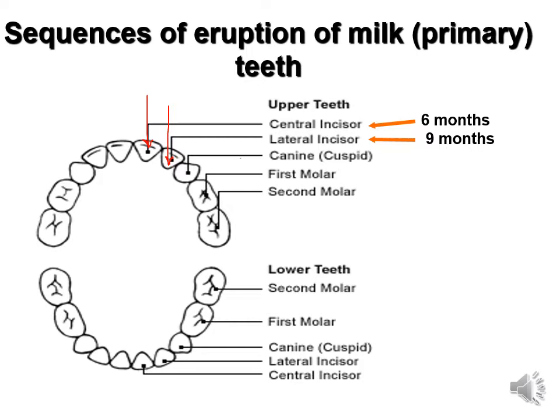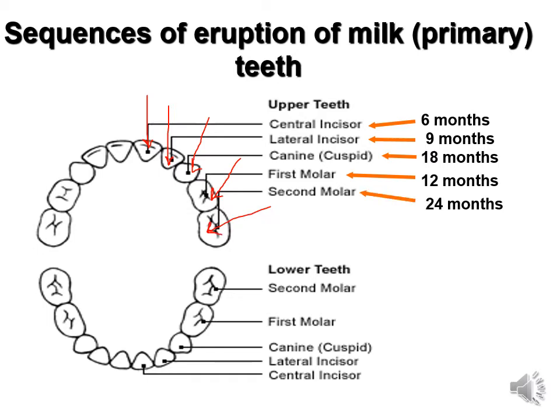The one next to them, the canine, never follows them. So the one that follows them is the first molar, and it appears at the age of 12 months. Then comes the canine, which erupts at the age of 18 months. And finally, the second molar erupts at the age of 24 months.